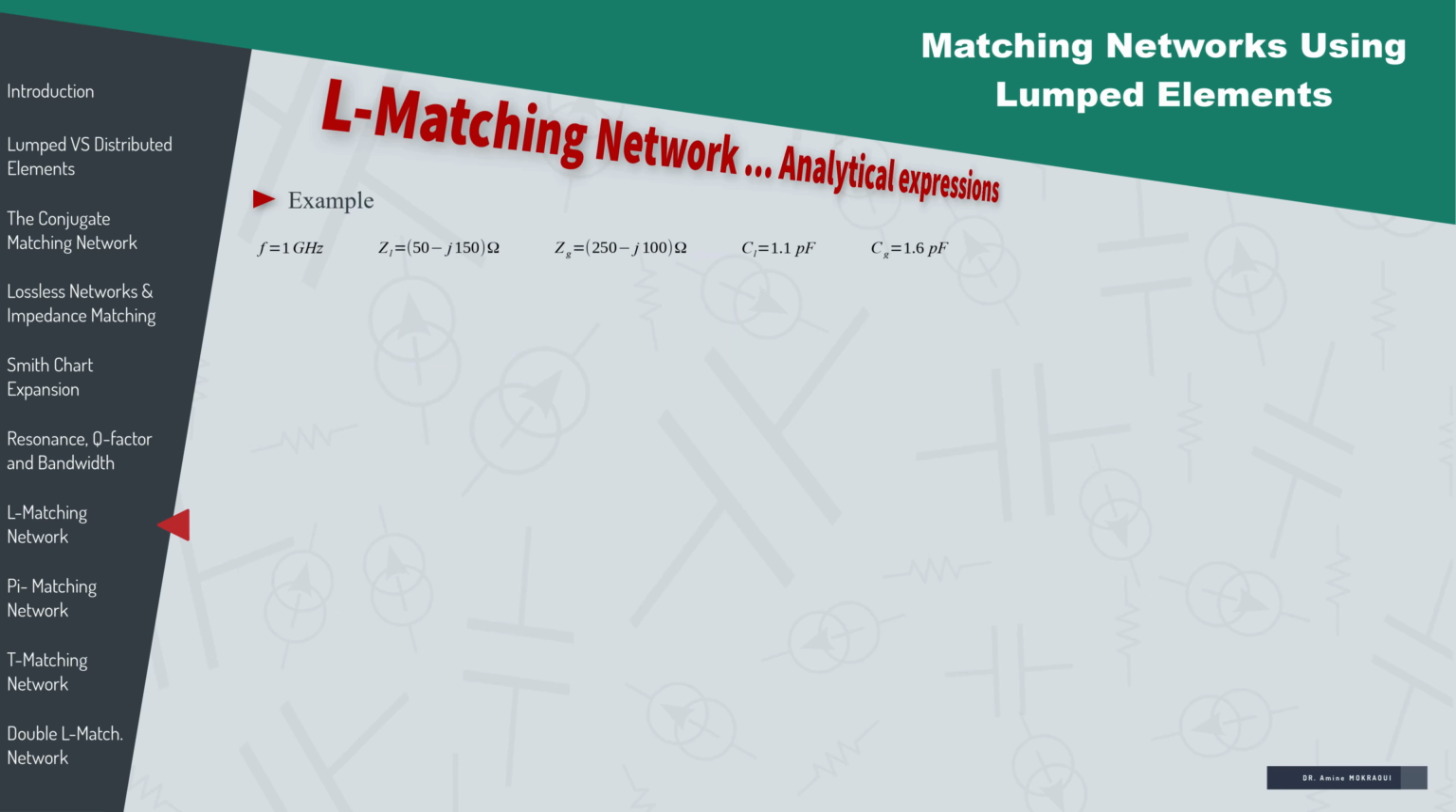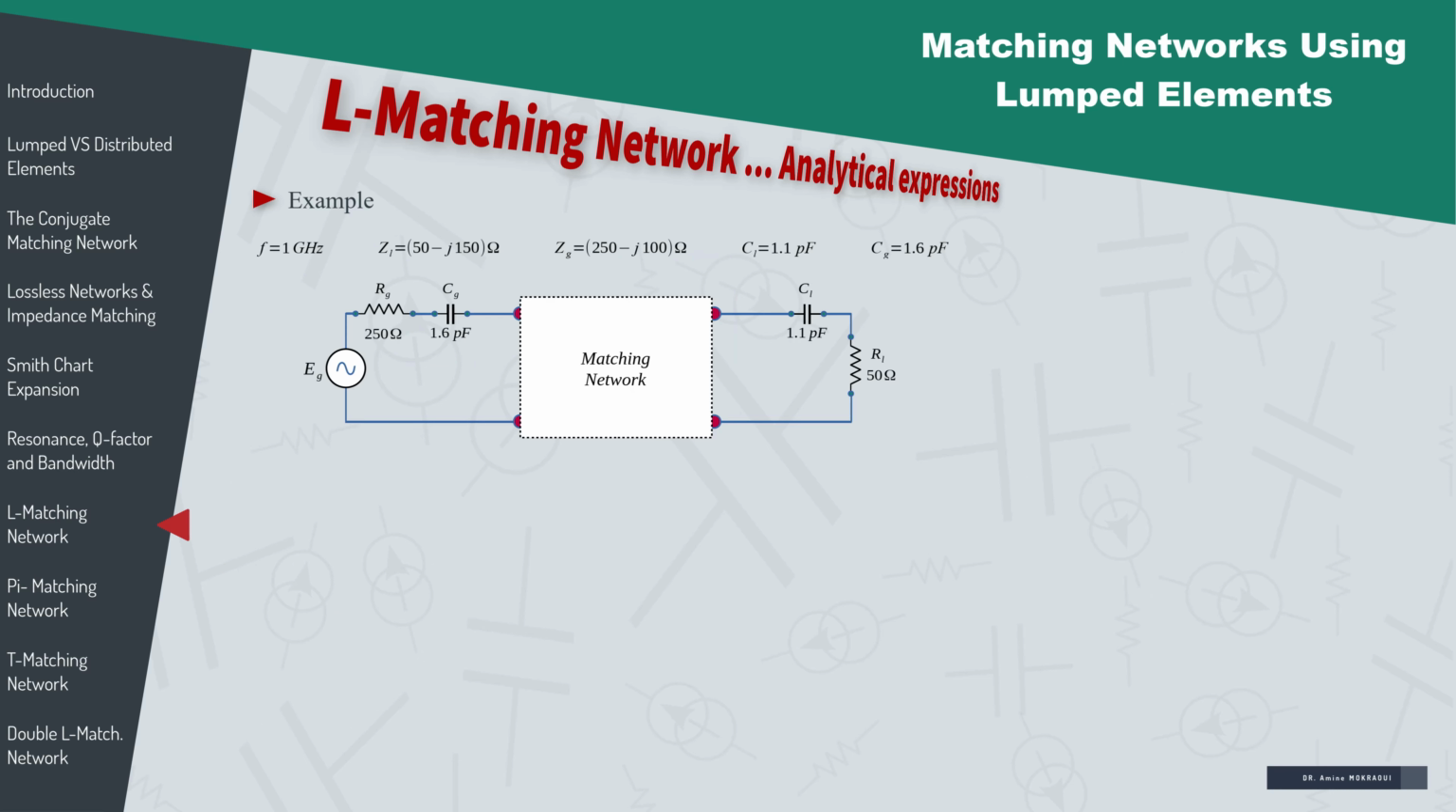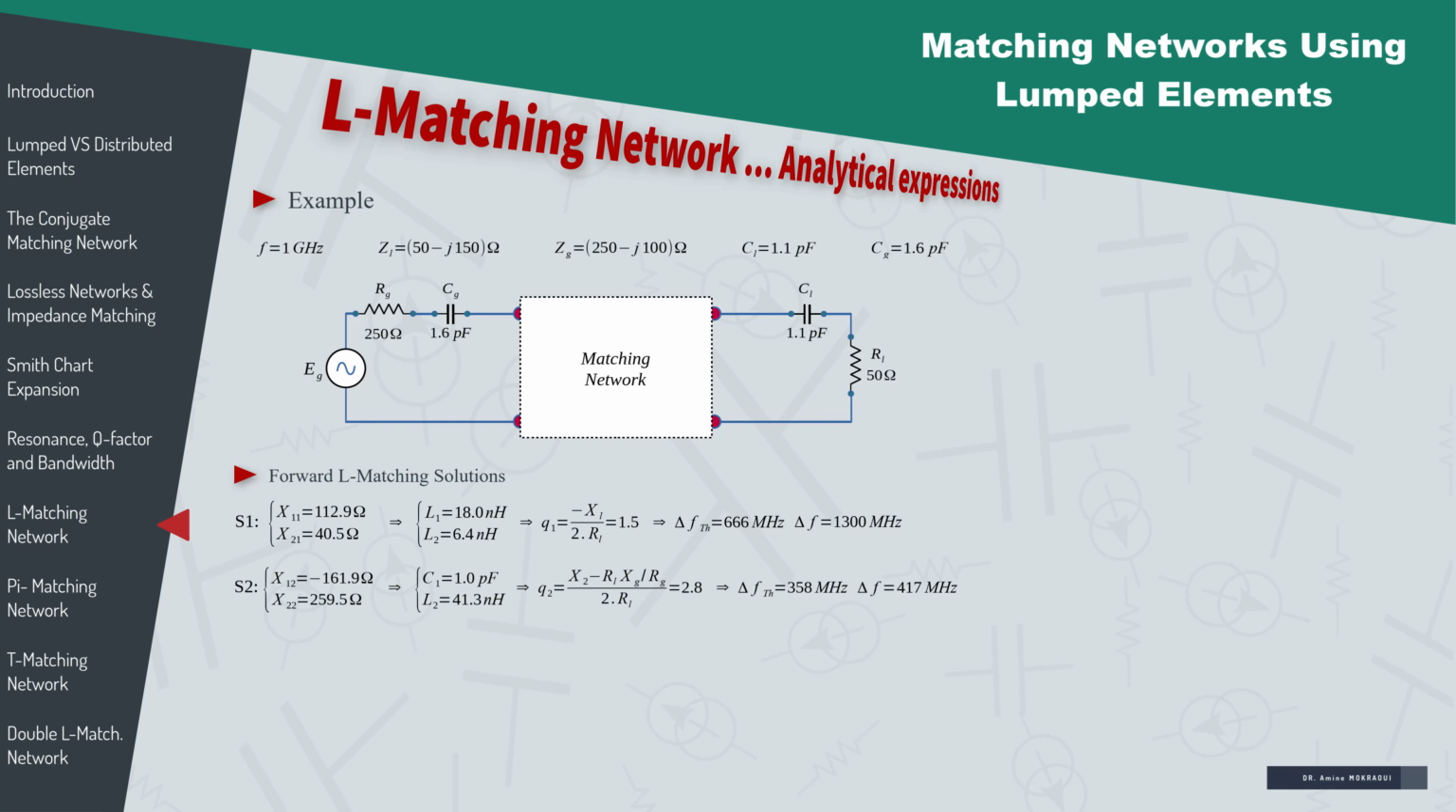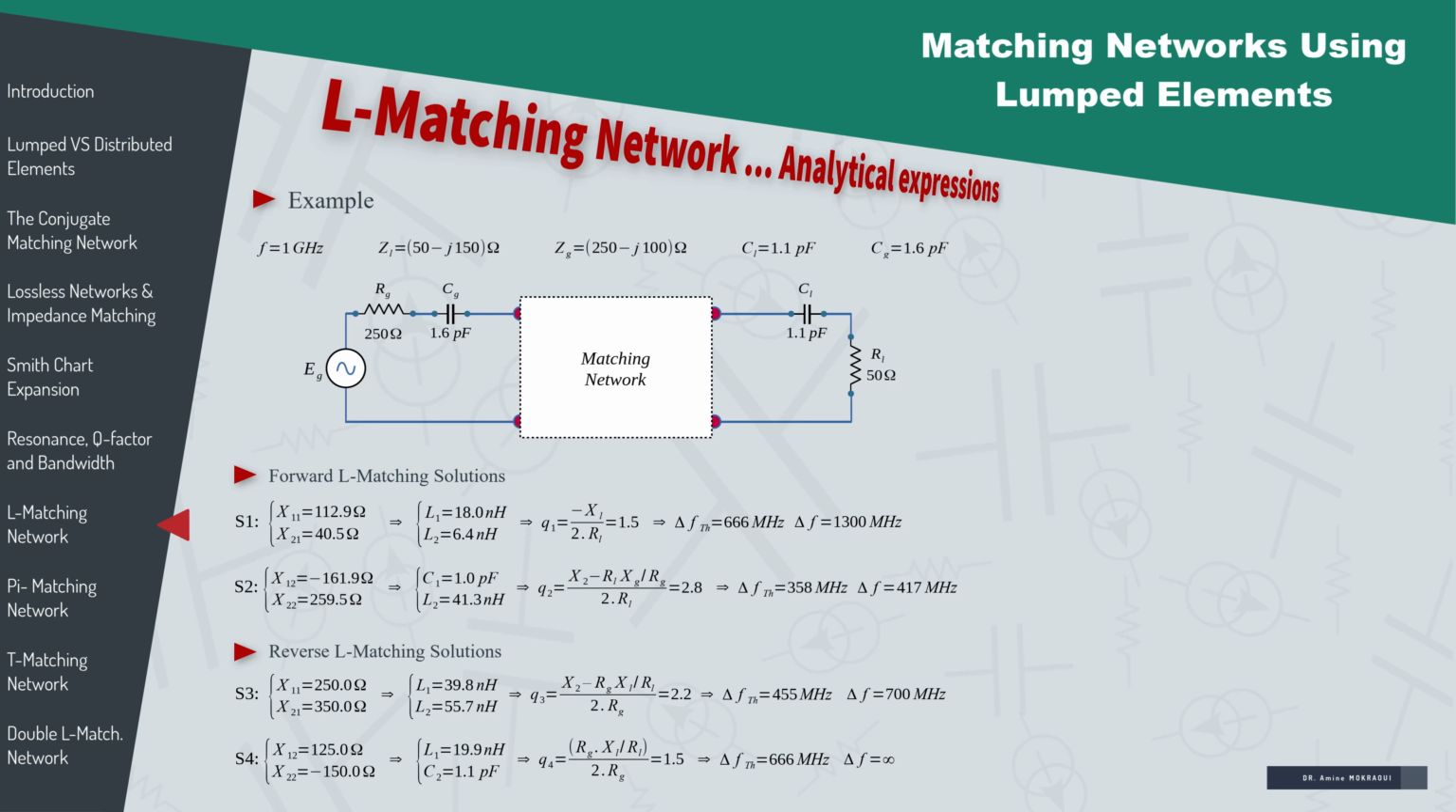It's time for an example. Consider, at f equals 1 GHz, designing a network to match a load impedance ZL equals 50 minus j150 ohm to a source impedance Zg equals 250 minus j100 ohm. Note that the negative reactances of the load and the source correspond to capacitors CL equals 1.1 picofarad and CG equals 1.6 picofarad respectively. The application of our developed formulas yields 4 circuits: 2 forward L-matching network solutions S1 and S2, and 2 reverse L-matching network solutions S3 and S4. The estimated Q factor and bandwidth are also computed.